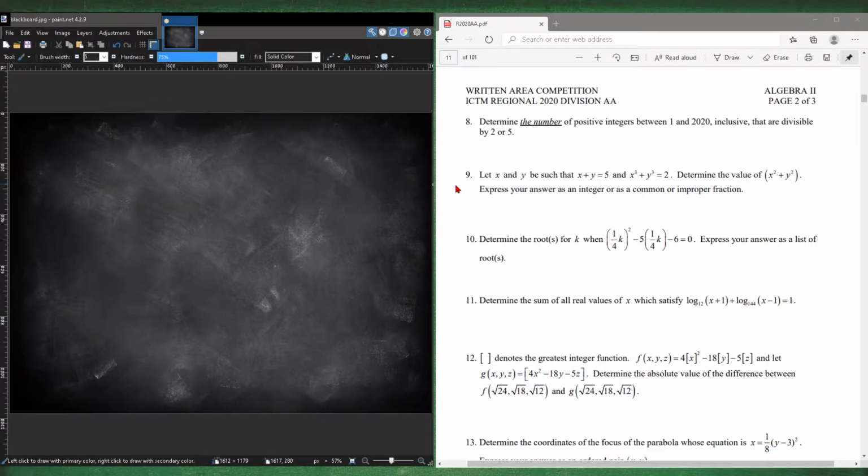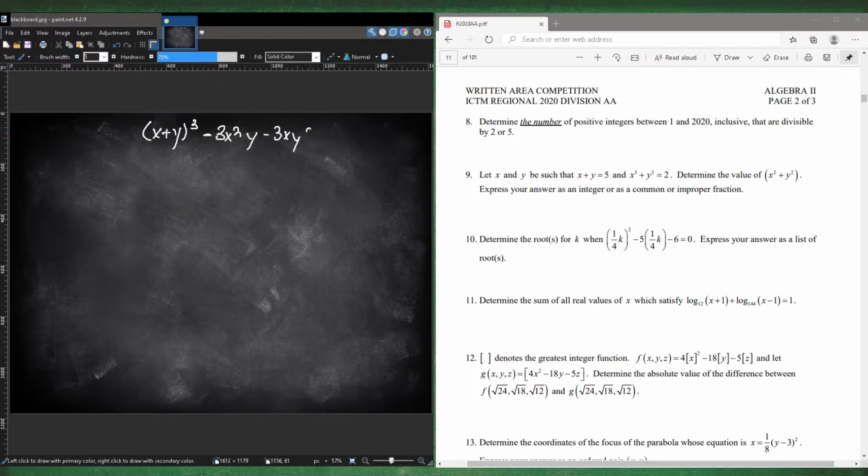Let x and y be such that x plus y equals 5 and x cubed plus y cubed equals 2. Determine the value of x squared plus y squared. When you see two variables like x cubed plus y cubed, you want to put them together: x plus y, and then cube it. But this is not the same thing. This is going to be x cubed plus y cubed plus 3x squared y plus 3xy squared. So for this to be x cubed plus y cubed, you need to take those terms away.